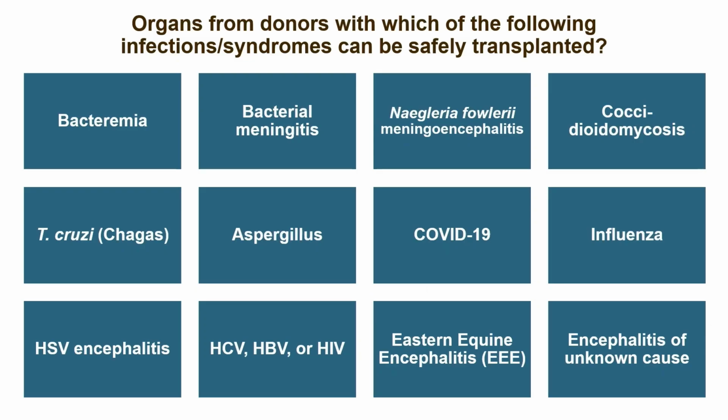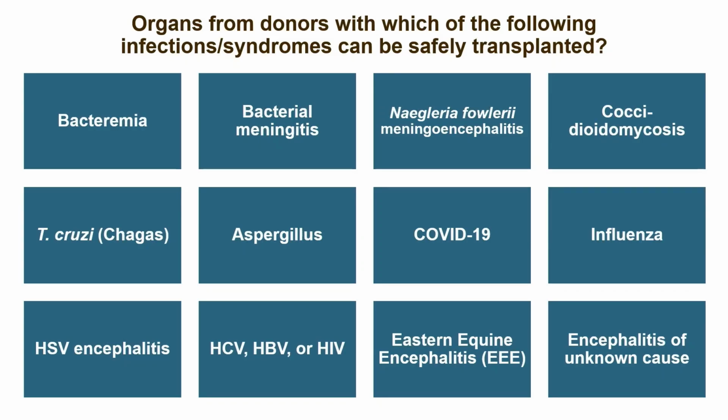So if you put this checkerboard here of 12 different conditions, infections that donors may have, which of these do we think would be safe to accept a kidney from? Because it's also not just is the donor okay, but which organ would you be okay to accept from a donor with these different infections? Bacteremic, bacterial meningitis, meningoencephalitis, cocci, Chagas, aspergillus, COVID-19, flu, HSV encephalitis, Hep C, hepatitis B, HIV, triple E, or encephalitis of unknown cause.